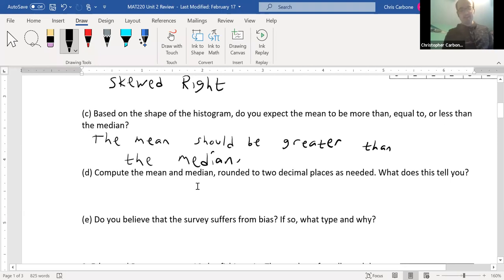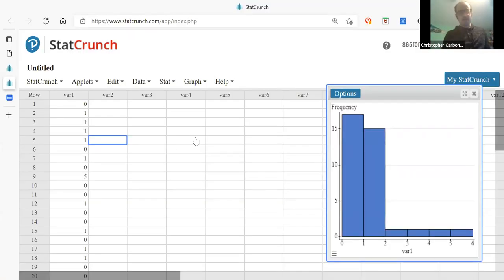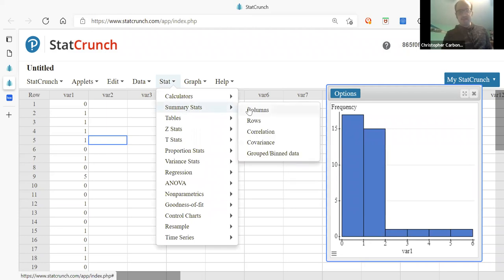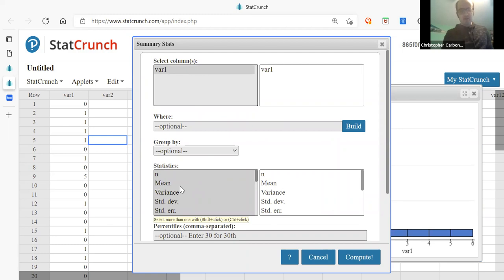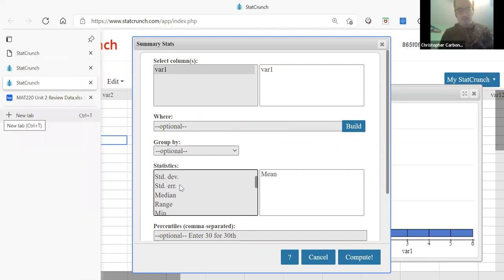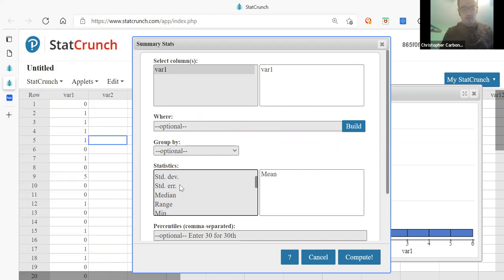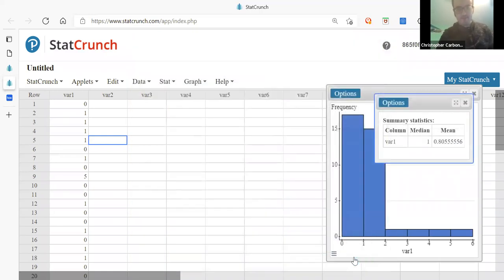And then of course, based on that idea, we want the mean and median rounded to 2 decimal points. So let us look at that. Based upon our estimate, let us go to now stat, summary stats, columns. We just have our one column and we want the mean and the median. There we go. That will then give us a median here of 1 exactly, and a mean of 0.81 when rounded to 2 decimal points.